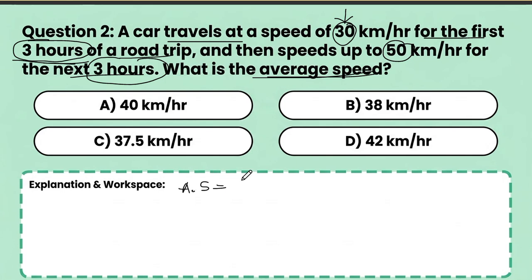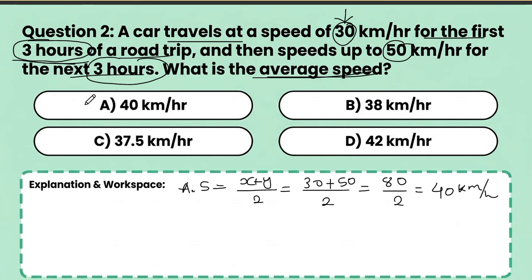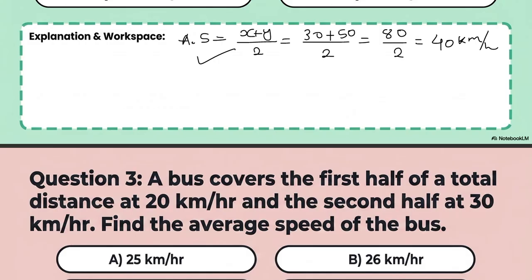So average speed is equal to x plus y divided by 2, where x and y are the speeds of the first and second part. So 30 plus the speed of the second part, which is 50, divided by 2. 50 plus 30 is 80 upon 2. Half of 80 is nothing but 40 kilometer per hour. So our correct answer is option number A, 40 kilometer per hour. In this question, the time interval was the same, so we used the simple average formula directly. Look at the next problem.